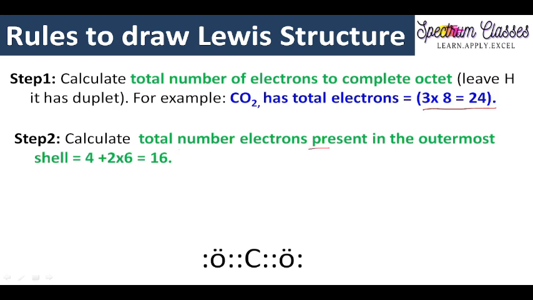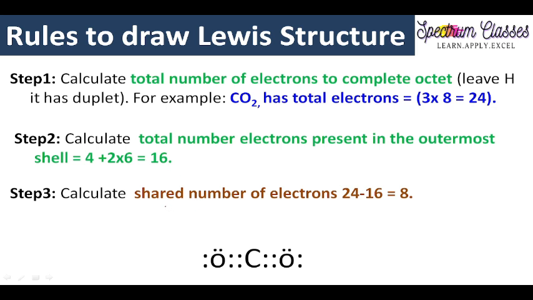Second, the total number of electrons present in the outermost shell. This is the important point. How are we going to calculate the outermost shell? As I just discussed, this has 4, this has 6, and this again has 6. So carbon has 4, and 2 oxygens are there with 6 electrons each, so in this manner we have 16 electrons here.